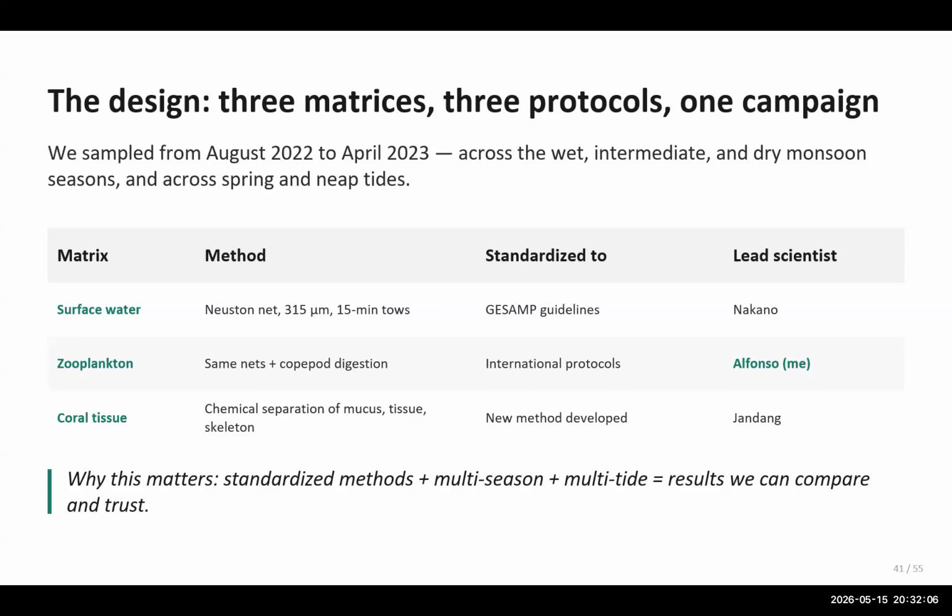In the case of the coral organisms, we also have a chemical separation of the organic matter. The coral compartments are more complex. We have mucus outside, then the tissue, and then the skeleton. So we had to develop a new method to understand the microplastic concentration in 3 different tissues. Why is this important? Because standardized methods, multiple season sampling, and comparison across different tides give us data that we can trust and compare with other studies and over time.